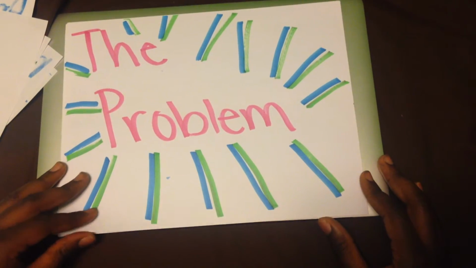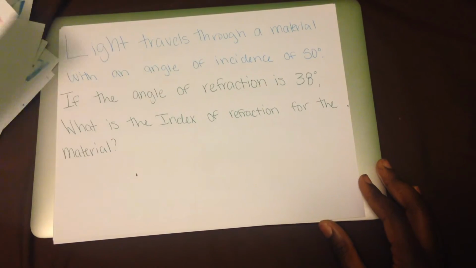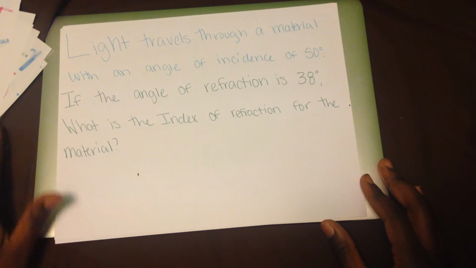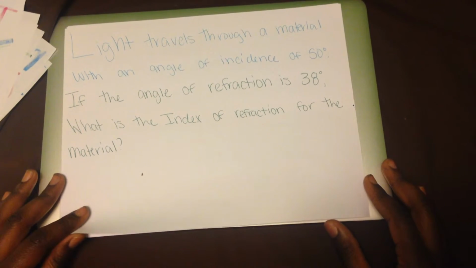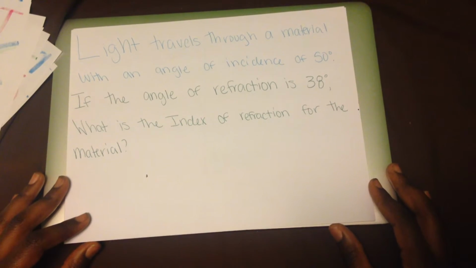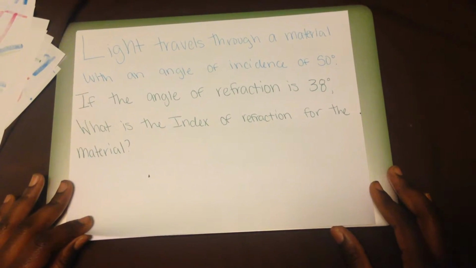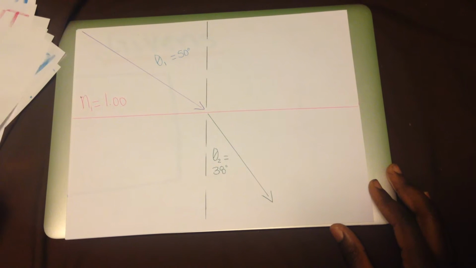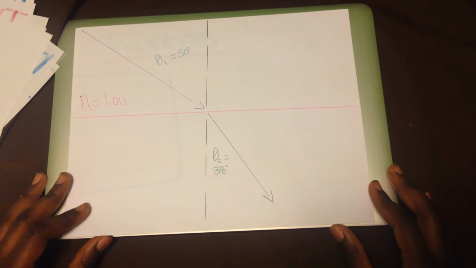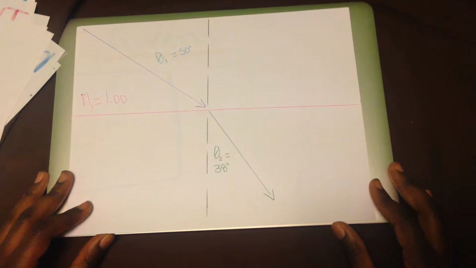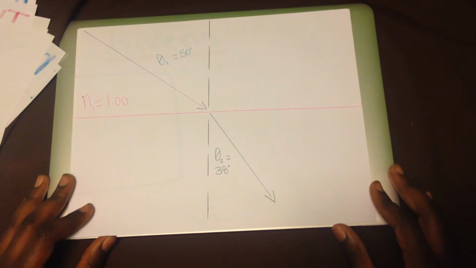Now, here we are at our problem. The problem we have is: light travels through a material with an angle of incidence of 50 degrees. If the angle of refraction is 38 degrees, what is the index of refraction for the material? So here we must draw the diagram first. By drawing the diagram, we can see the problem more clearly and answer it more effectively.